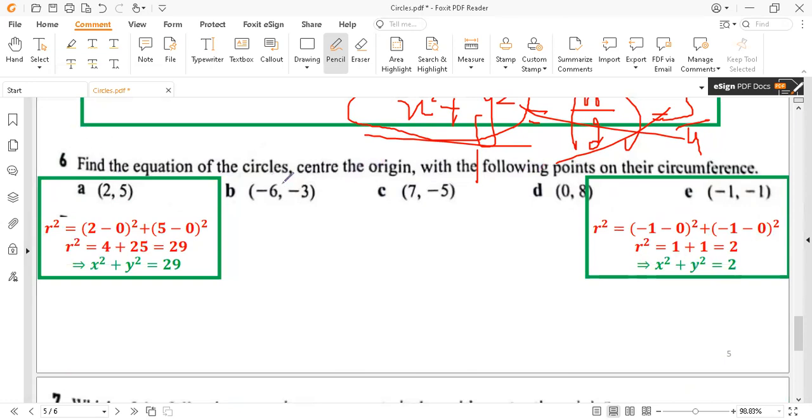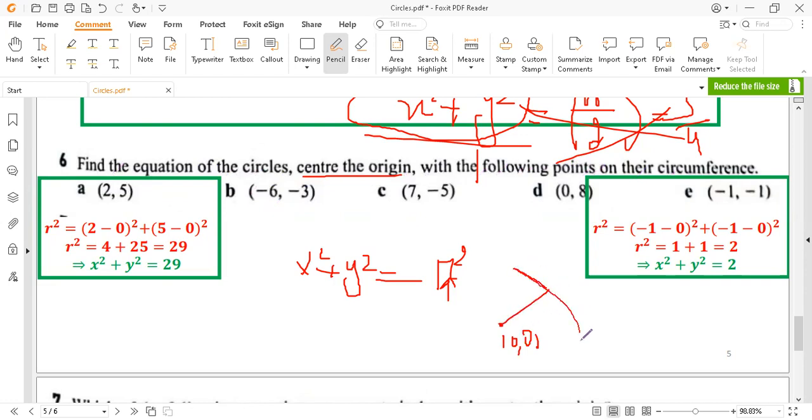Okay, easy. Find the equations of the circle with center at the origin and the following point on its circumference. Center the origin, so as I said before, x squared plus y squared equals r squared. But what is missing here is r. How to find r? We know a point on the circumference. The center is 0, 0, and one point of the circumference is, for example, 2, 5. So how to find r?